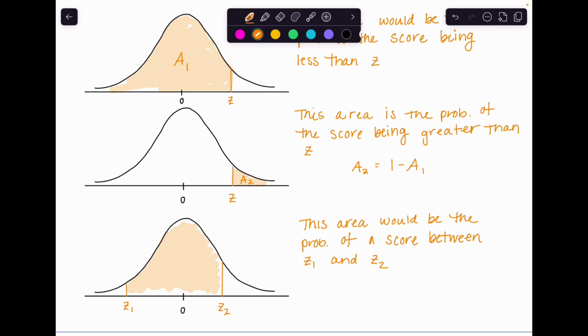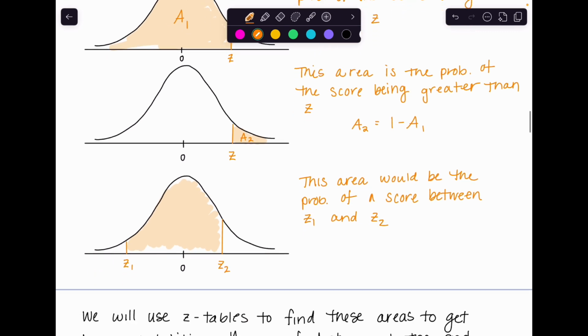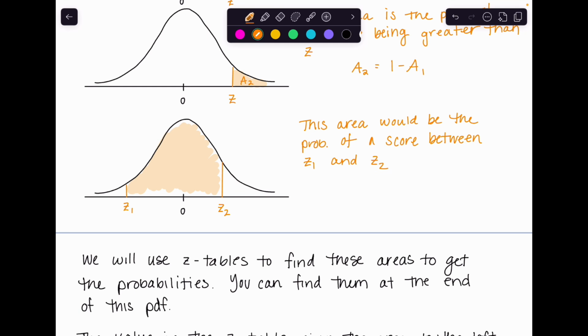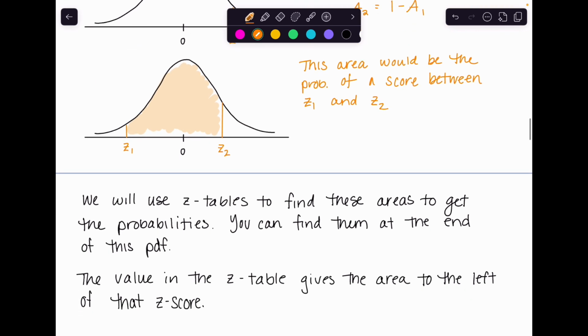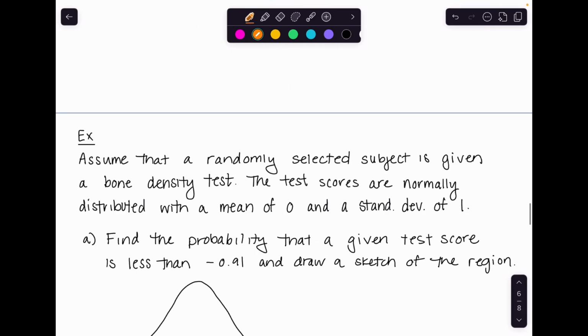So again, clearly you cannot calculate these areas. It would be so difficult for you to sit here because it's not a nice shape. So what's going to happen is we're going to use z-tables to find the areas to get the probabilities. And ultimately, I'll scroll down, but you can really just search z-tables up online, have that available while you're doing your homework. These are not numbers that you are expected to know. But ultimately, the value in the z-table is going to give you the area to the left of that z-score, okay? So I'm going to scroll to those two different z-tables first, and then we'll come back up to these notes.